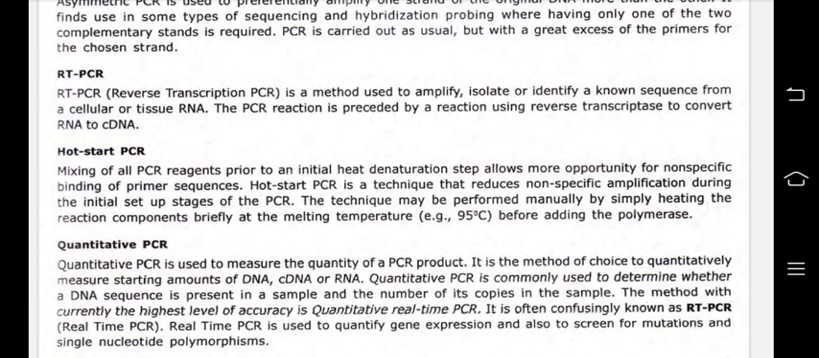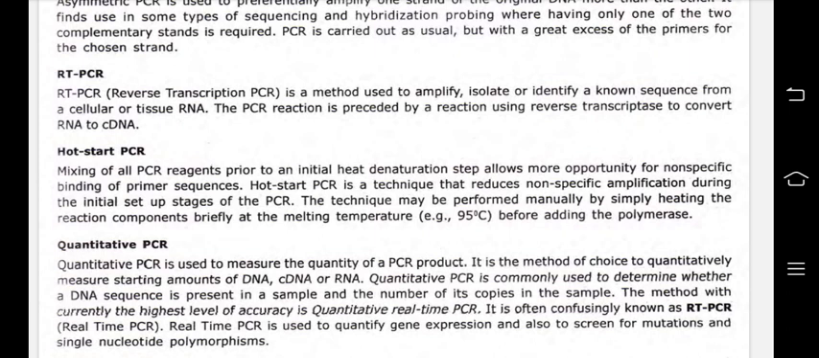Then hot start PCR. Mixing of all PCR reagents prior to an initial heat denaturation step allows more opportunity for non-specific binding of primer sequence. Hot start PCR is a technique that reduces non-specific amplification during the initial setup stages of the PCR. The technique may be performed manually by simply heating the reaction components briefly at the melting temperature, 95 degrees Celsius, before adding the polymerase.